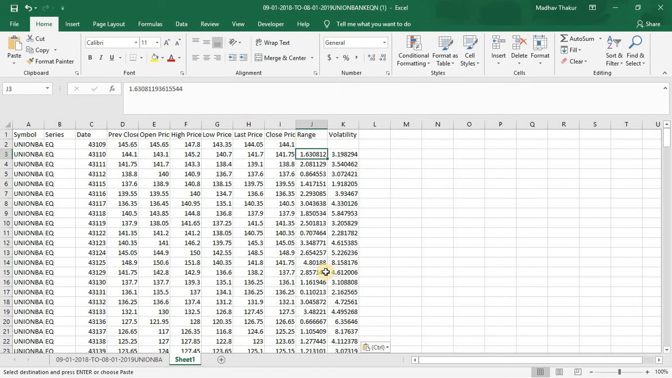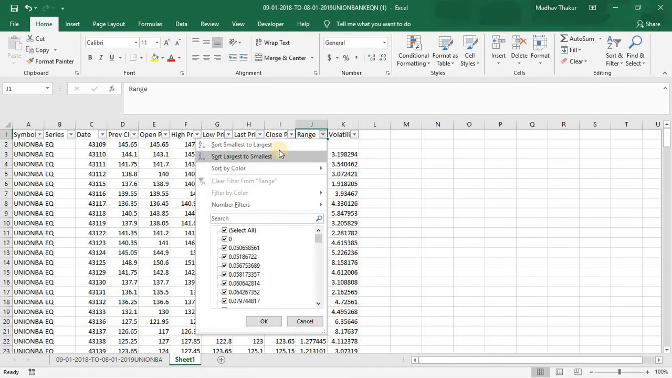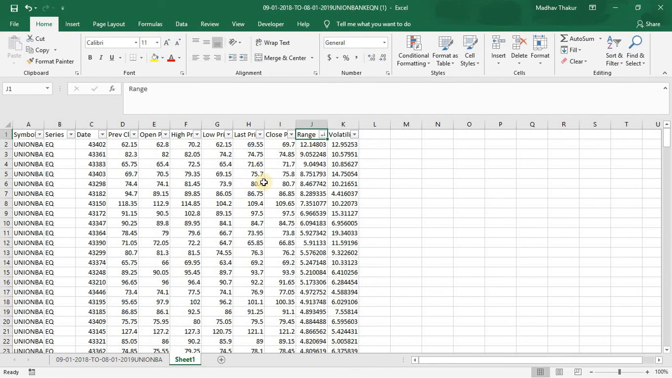So once you paste the values over here, apply a filter and sort the range tab. So as you can see, the highest value that the stock can move up to is 12% as compared to the previous day.